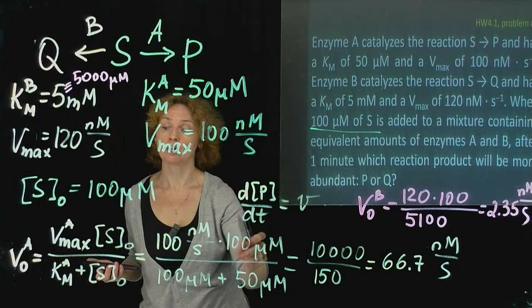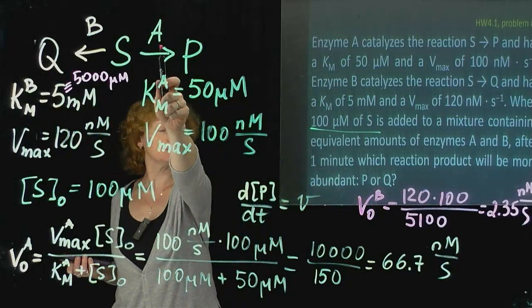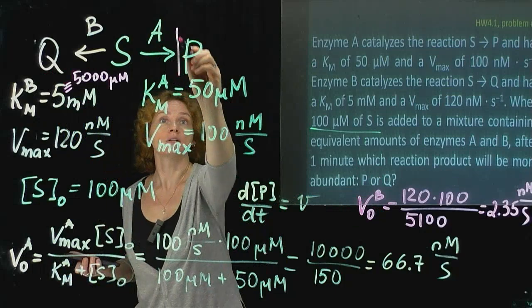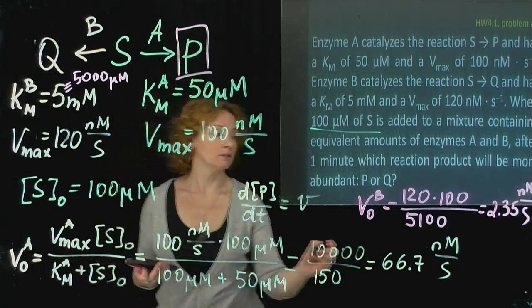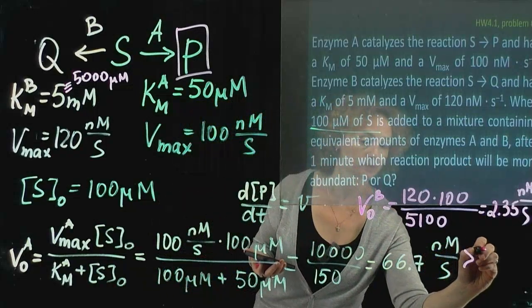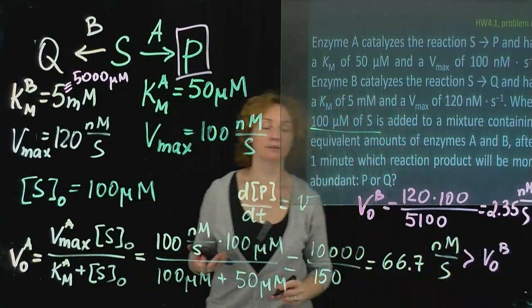So for enzyme B, the rate of transformation of substrate S into product Q is much smaller than the velocity for the reaction catalyzed by A, right? So it means that product P will predominate, right?